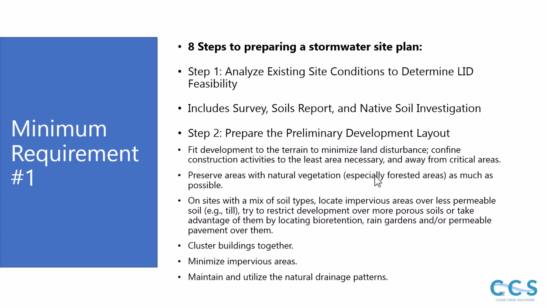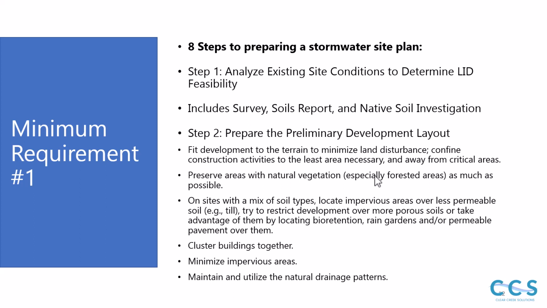So here's what they outline as the 8 steps to preparing a stormwater site plan. Step 1 is analyze existing site conditions to determine LID feasibility. This may include the survey, soils report, and native soil investigation. Your second step is prepare the preliminary development layout. So you're going to fit development to the terrain to minimize land disturbance, confine construction activities to the least area necessary and away from many critical areas, preserve areas with natural vegetation. On sites with a mix of soil types, locate impervious areas over less permeable soil, and try to restrict development over more porous soil or take advantage of them by locating bioretention or rain gardens.